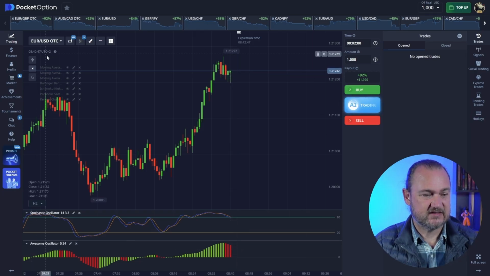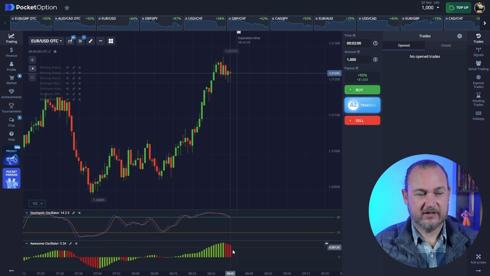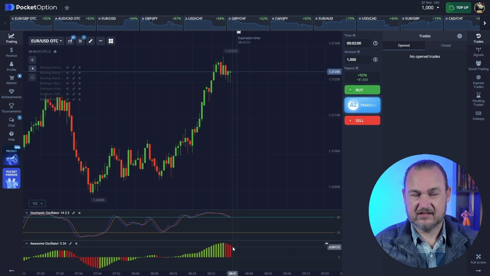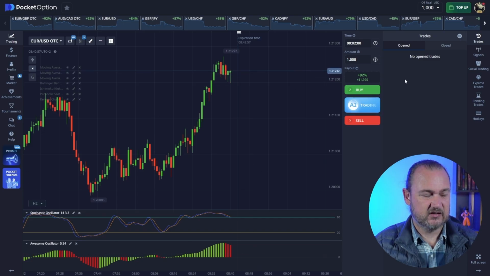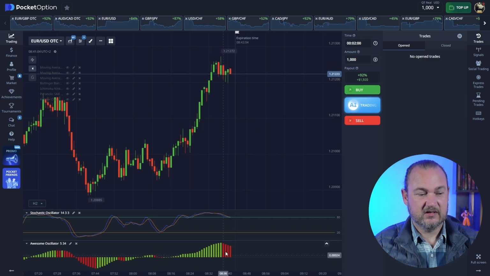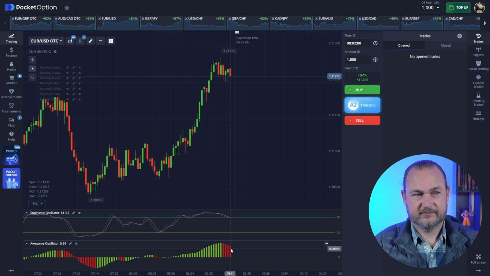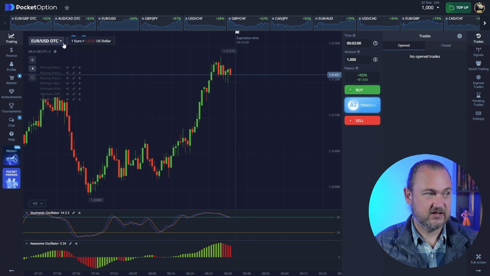We've got 15 seconds left on this candle. If we get a green histogram bar on the oscillator now, we are good to go and we can take a buy trade. We'll just wait until the candle changes. There's the new candle, and we still have a red histogram bar. So we're going to wait and see. There's nothing else we can do.